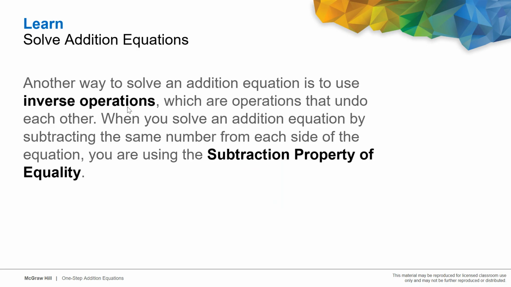Inverse meaning like the opposite. The operations that undo each other. So when you solve an addition equation by subtracting the same number from each side of the equation, you're using the subtraction property of equality. So that's why we're using subtraction to solve addition problems, because if we use subtraction on an addition problem, it's the inverse operation which undoes the addition that we're trying to do.